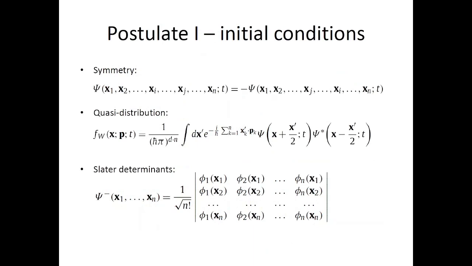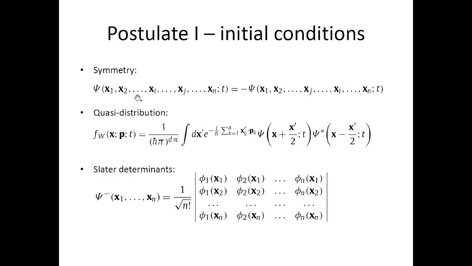So postulate 1 talks about initial conditions. And in this particular case, it's interesting to see how we can impose the symmetries of the system. So let's suppose that we have, for example, an ensemble of electrons that are interacting with each other, and this is the many-body system that we want to solve. In this particular case, we know that electrons are fermions, so they have the antisymmetric property essentially.